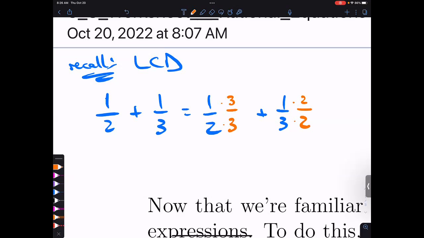So that we don't change anything, we do it on top and bottom. This is basically saying, how many sixths are in a half? If I took that pizza that I cut into just half and cut it into sixths now, how many of those would be in the half I was keeping in the first place? 3 over 3, 2 over 2, those are both equivalent to 1, so we're not changing anything. This is 3/6. This is 2/6.